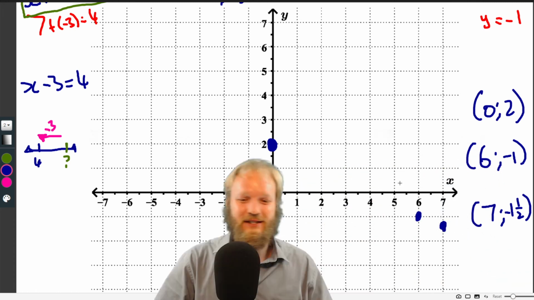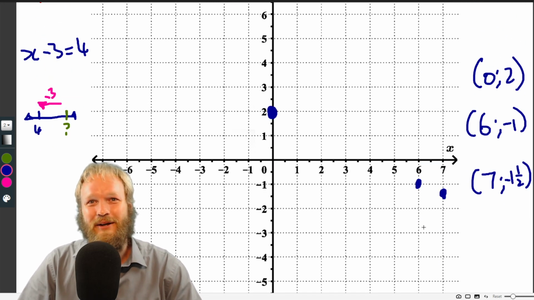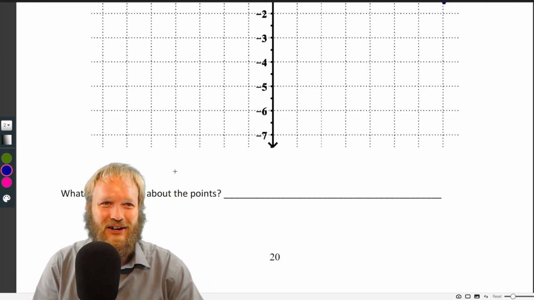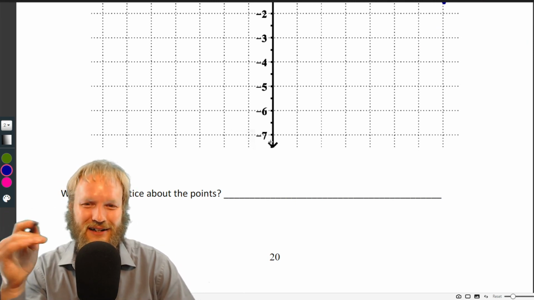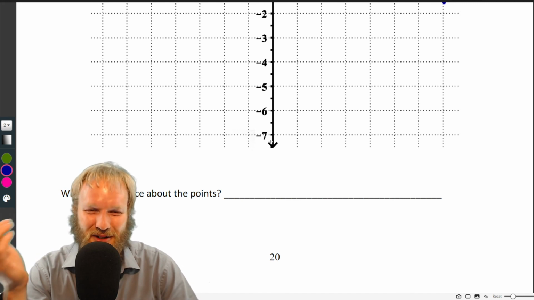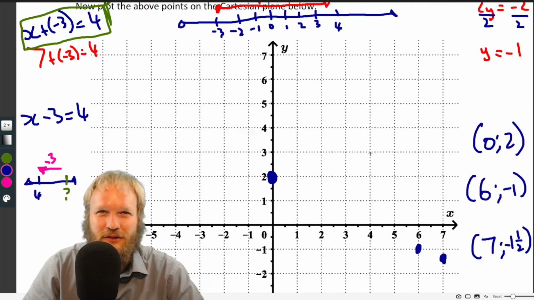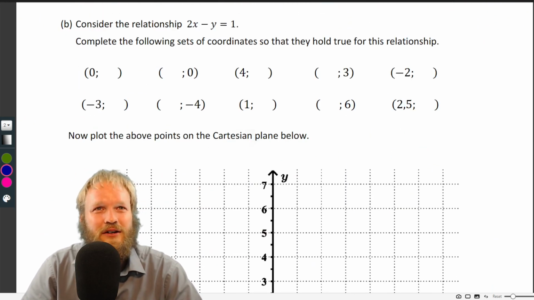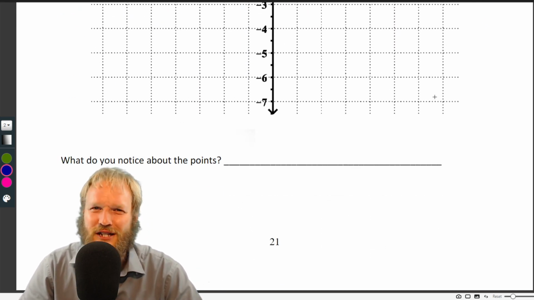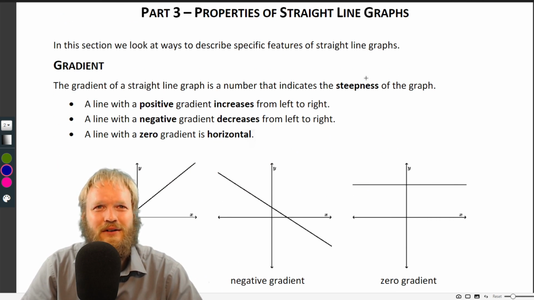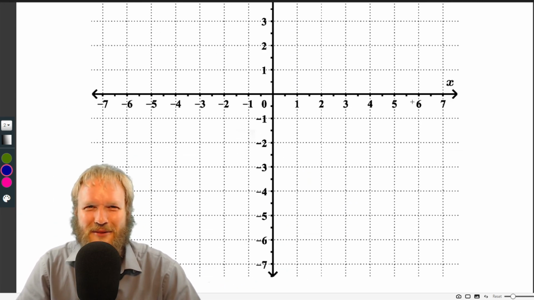That's plotting of the points. You're going to plot these points, and you're going to notice something. Do you have an idea of what you might notice? Maybe it's sort of forming there. So finish off that one, head off to question B after that. What do you notice about those points? And then things are going to get even more interesting, right?